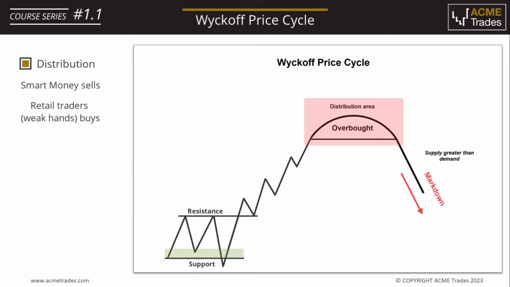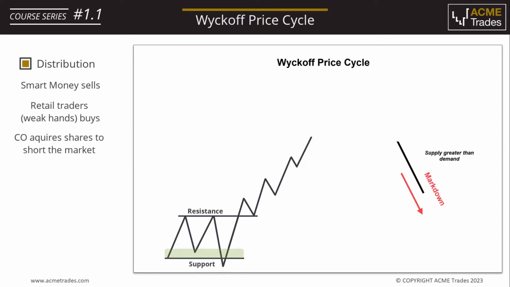Now, not only does the CO, the smart money, profit from selling at the top of the market, they can also start a campaign to distribute. They build a position by acquiring shares with the premise of lower prices. This is known as shorting the market.